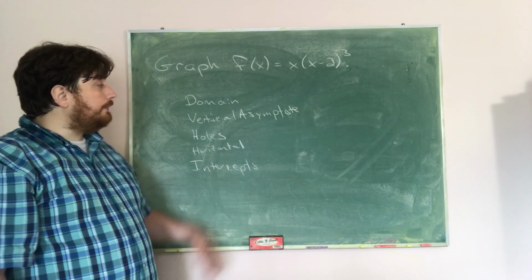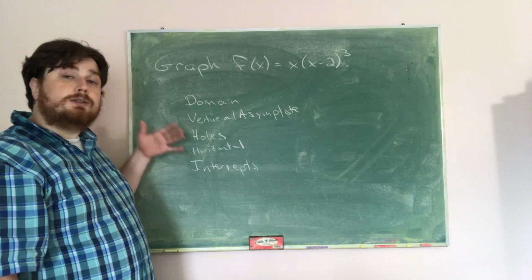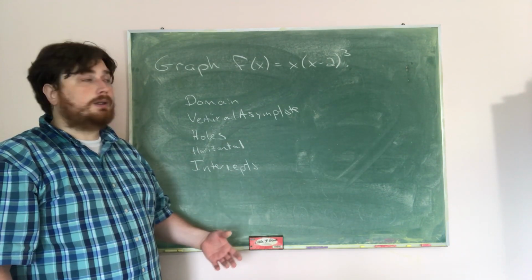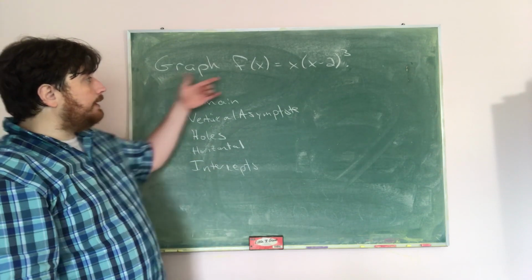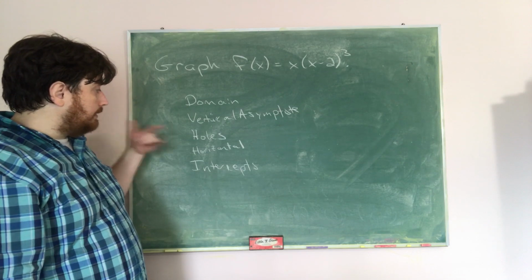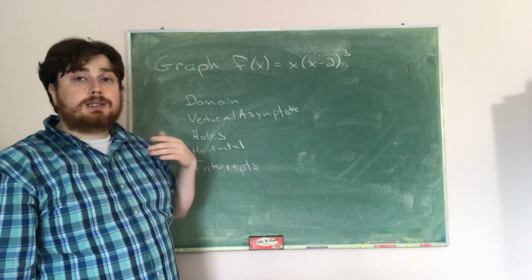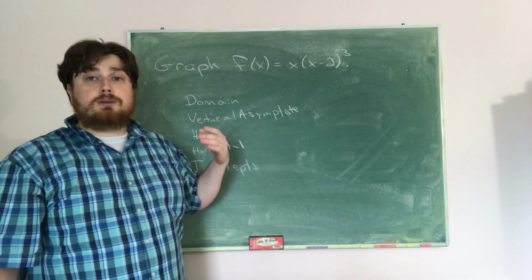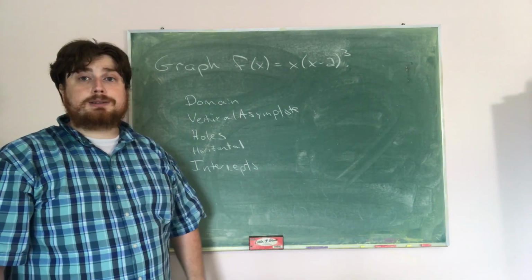Now, if we look at the first ones we came up with, the domain, the asymptotes, the holes and the intercepts, this is all information we find directly from the function. For the domain, we ask what doesn't make sense to plug in here. The horizontal asymptote is what happens to this as x goes towards infinity. The intercepts are where the function is 0, or what is y when x is 0.